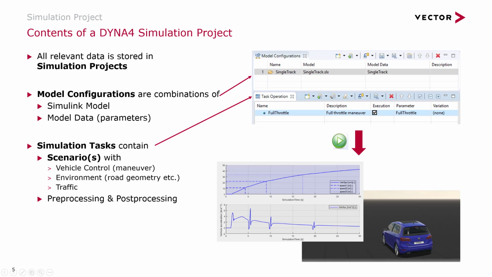One or more scenarios can be combined together with functions for pre- and post-processing in a simulation task. Tasks can also be used for the definition of parameter variations for an easy setup of automated simulations. It is important to know that hitting the Run button in DYNA4 will lead to the execution of these tasks.